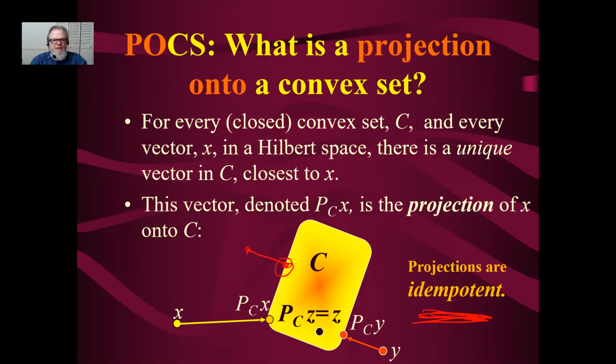I use the example, it's like sweeping all the dirt off a floor. If you sweep all the dirt off a floor and then you go back and you sweep all the dirt off a floor again and you did a good job the first time, that's an example of an idempotent operation because you've done it twice and you get the same results as if you did it only once. So idempotent is a property of a projection onto a convex set.